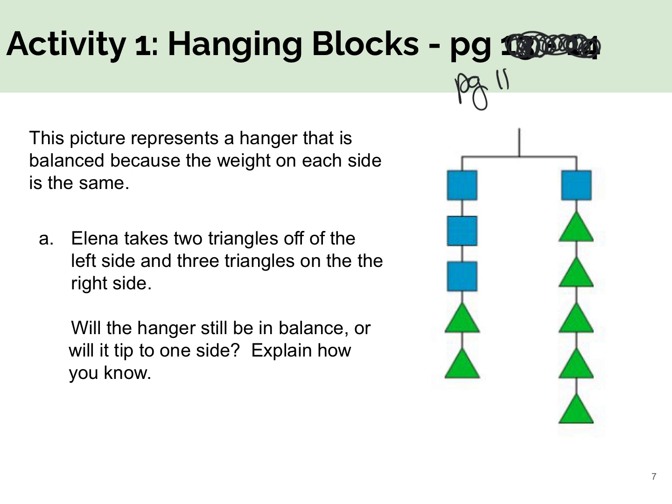All right, go ahead and turn to page 11. And on page 11, it says this picture represents a hanger that is balanced because the weight on each side is the same. Elena takes 2 triangles off of the left side and 3 triangles off of the right side. Will the hanger still be balanced, or will it tip to one side? Explain how you know. So you're going to go ahead and answer that question. You want some writing underneath A on page 11, and then come back to me.